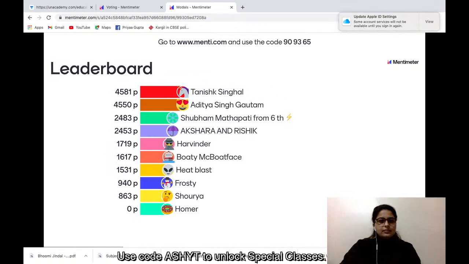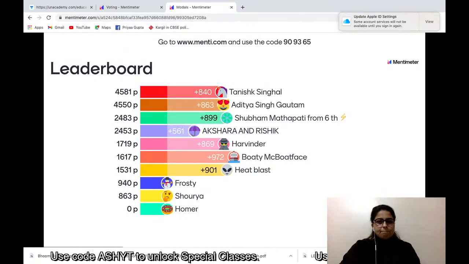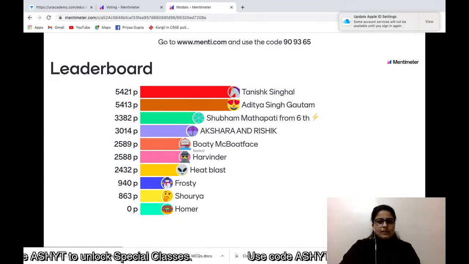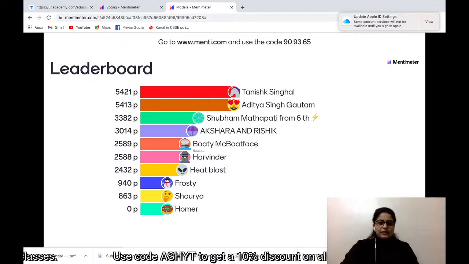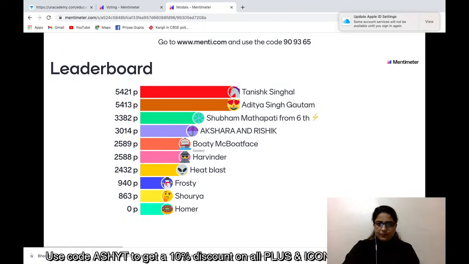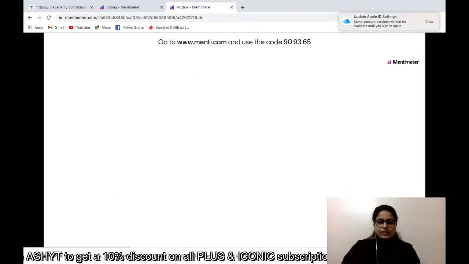Let's see the leaderboard now. Tanishq and Aditya still on the top. Akshara and Rishik. Shubham, Boti. Buck up. Harvinder, buck up. I think Boti was the fastest in this. Okay, moving ahead. Moving to the next.